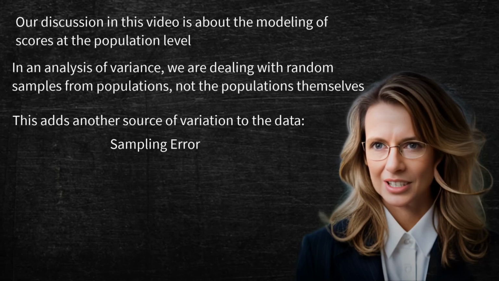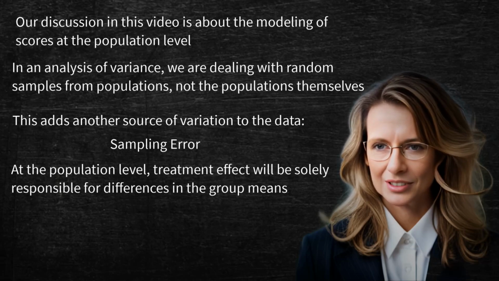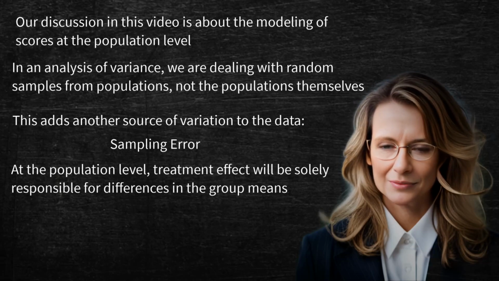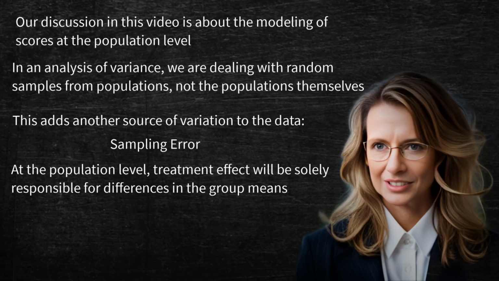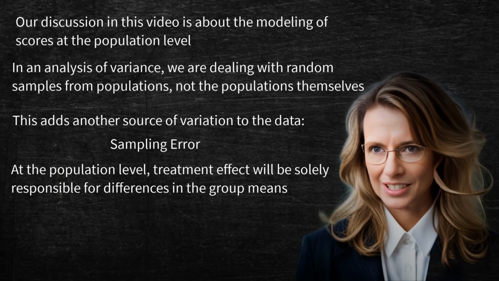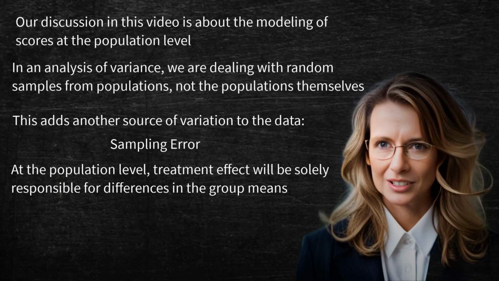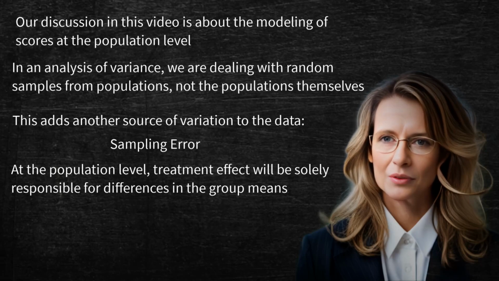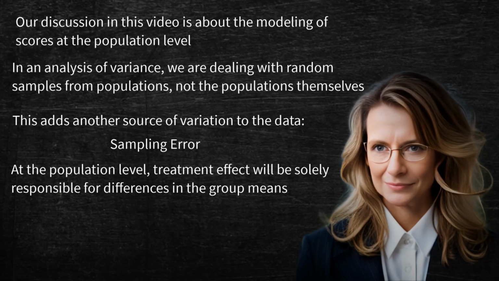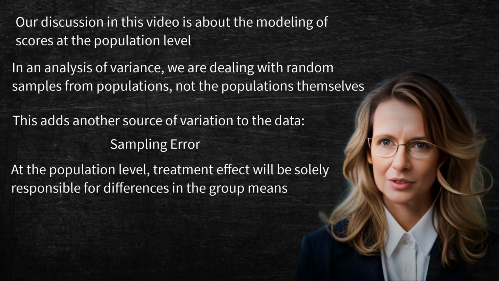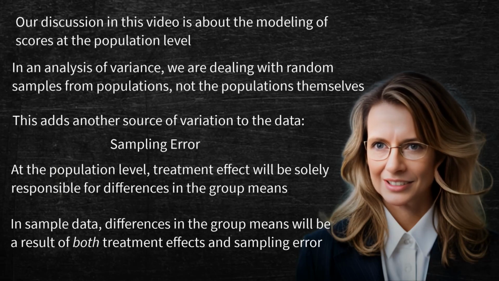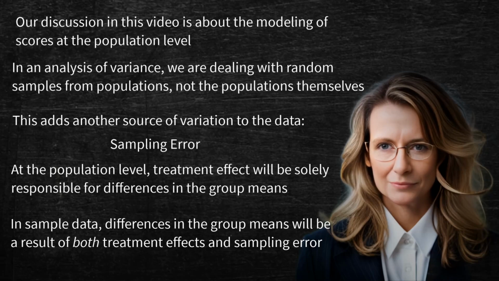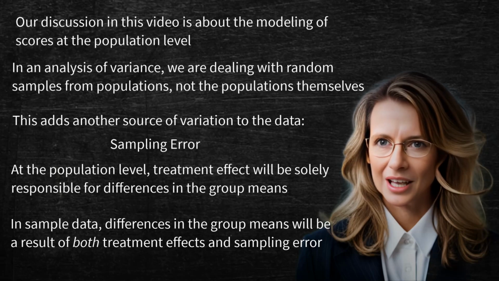So while it is true that at the population level, the treatment effects are fully responsible for the differences in the means of the populations, when we take random samples from a population, we are estimating the treatment effects using the means of those samples. If we took another set of samples from the same population, our estimate of the treatment effects would be different. Therefore, in the sample data, the differences between the group means result both from treatment effect and sampling error.